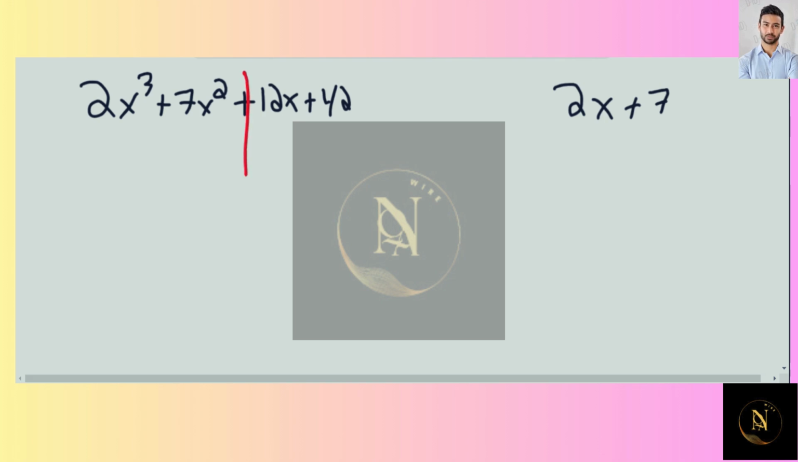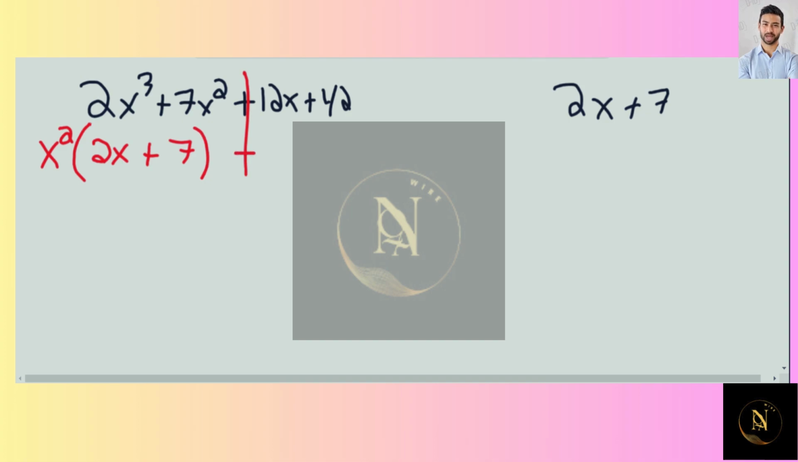Now, here on the left, the greatest common factor of 2x cubed and 7x squared is x squared. And so we're going to pull an x squared out of those terms. X squared out of 2x cubed is 2x. X squared out of 7x squared is 7. And so pulling out an x squared leaves us with 2x plus 7.